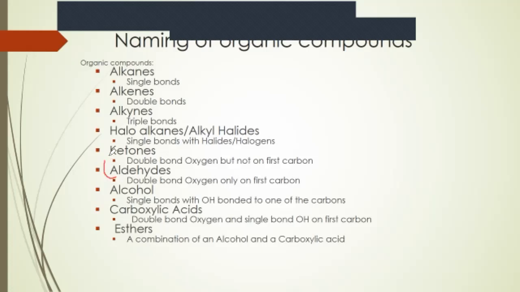Aldehydes and ketones are similar. The only difference is that these are your functional isomers. In your ketones, the double bond oxygen is on the carbon that is bonded to 2 or more other carbons. In your aldehyde, the double bond oxygen is only bonded to 1 carbon, which must be your first carbon. Okay, your first carbon. All right.